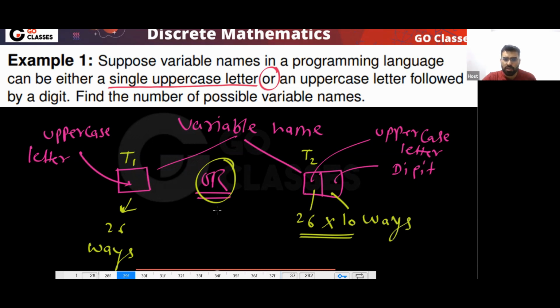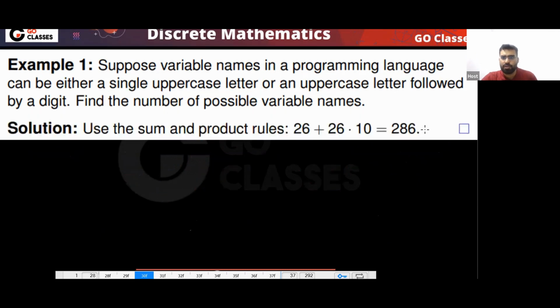And because T1 and T2 are completely disjoint, what I can do is add. So the answer will be 26 plus 260, which is 286. This will be the answer.